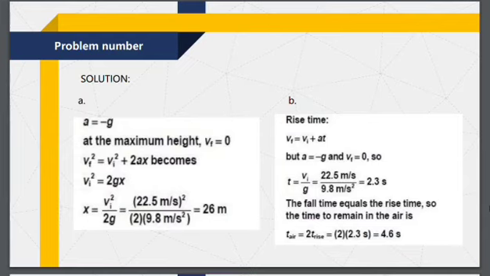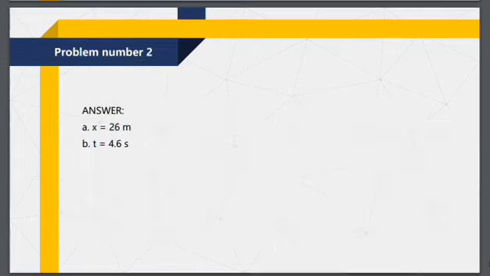The fall time equals the rise time, so the time in air equals 2 multiplied by the time in rise. So 2 multiplied by 2.3 seconds equals 4.6 seconds. To conclude this problem, the ball rises 26 meters high and it remains in the air for 4.6 seconds.